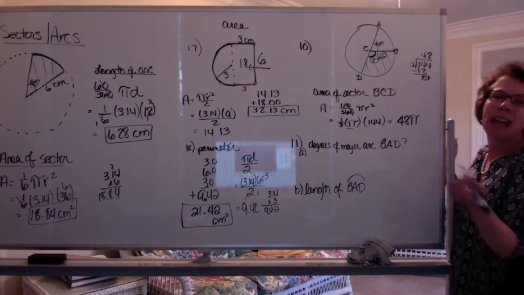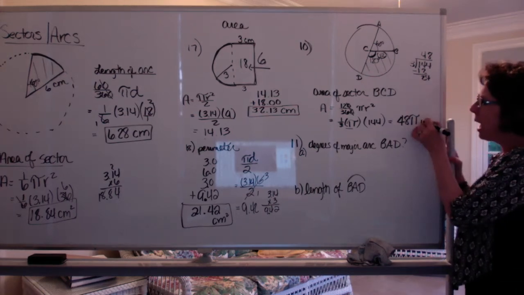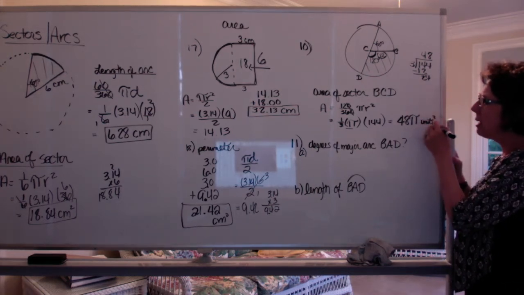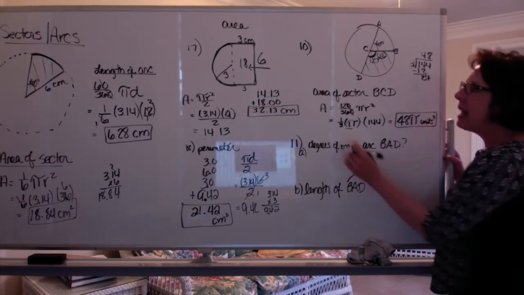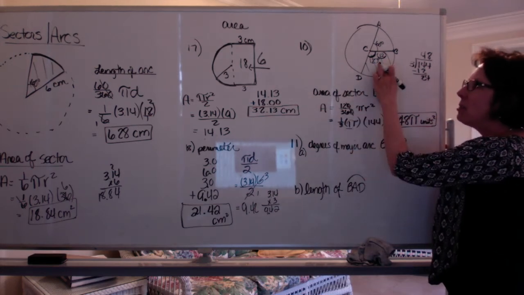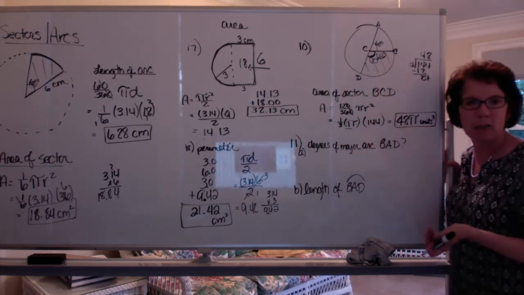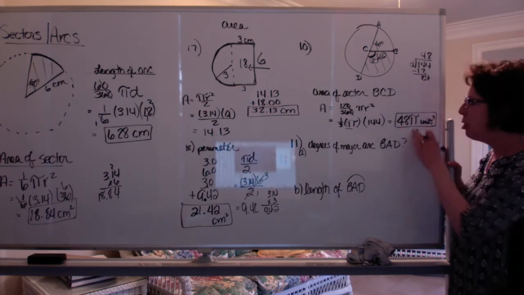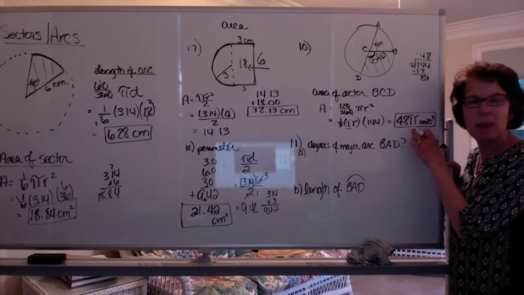And they don't give me any units, so if you just want to write units squared, you can, because it's area, okay? It is your fraction, 120 over 360 of pi r squared. That's all it is, okay? And you don't have to multiply this out. It says leave pi in the answer.